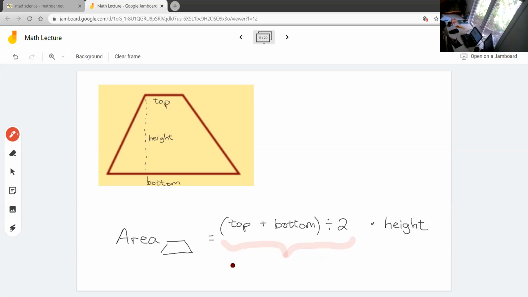Is it like the average? Average. Yeah. Add them all up, divide by how many? This is the average of top and bottom.